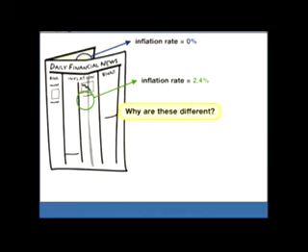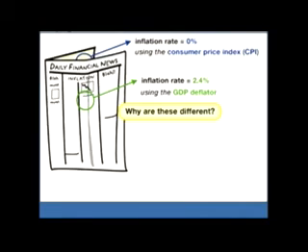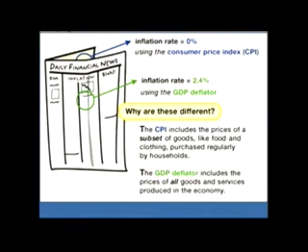Now, I know that these two indexes are different, and maybe that accounts for the difference in their measures of inflation. After all, the Consumer Price Index measures only the prices of a subset of goods, goods that are purchased regularly by households, things like food and clothing, whereas the GDP deflator includes all of the goods and services produced in the economy. So, since the Consumer Price Index is based on the prices of fewer goods, maybe that's why the number is different than the inflation rate measured by the GDP deflator.